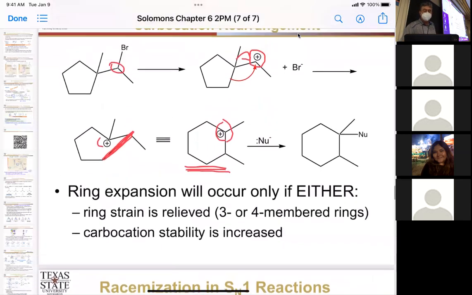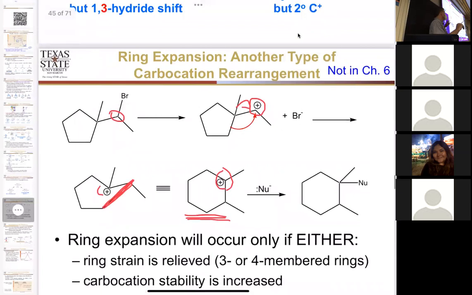Okay, so, questions about the 1,2 hydride shift? Okay, so now we're going to do something a little different.